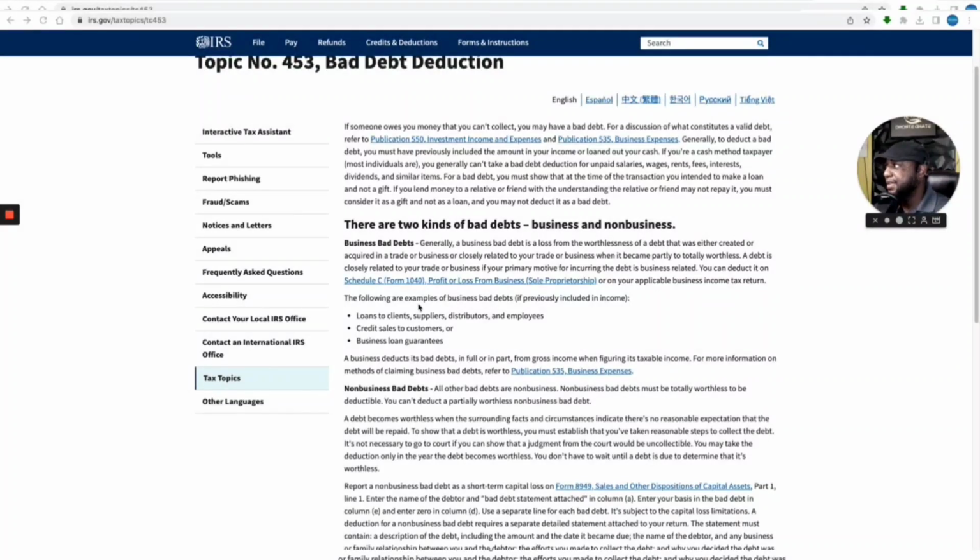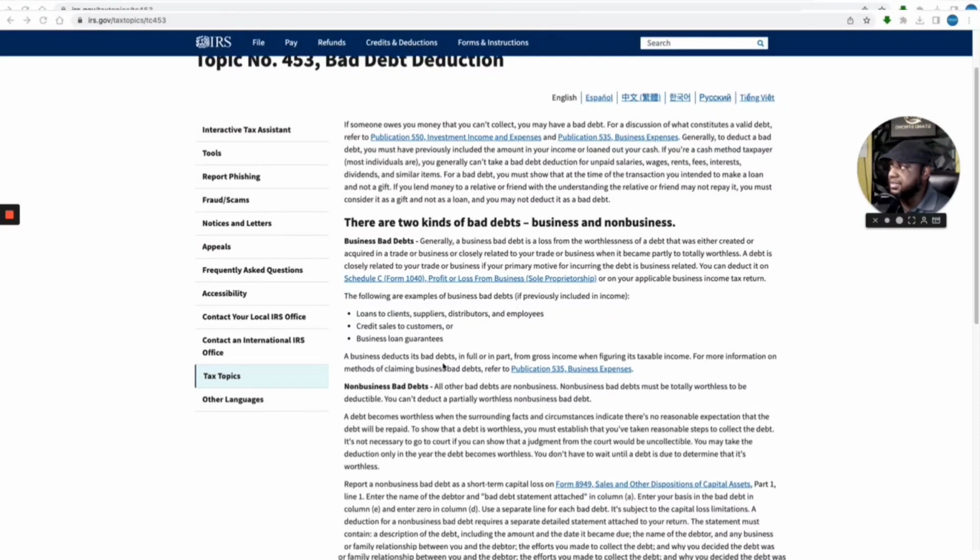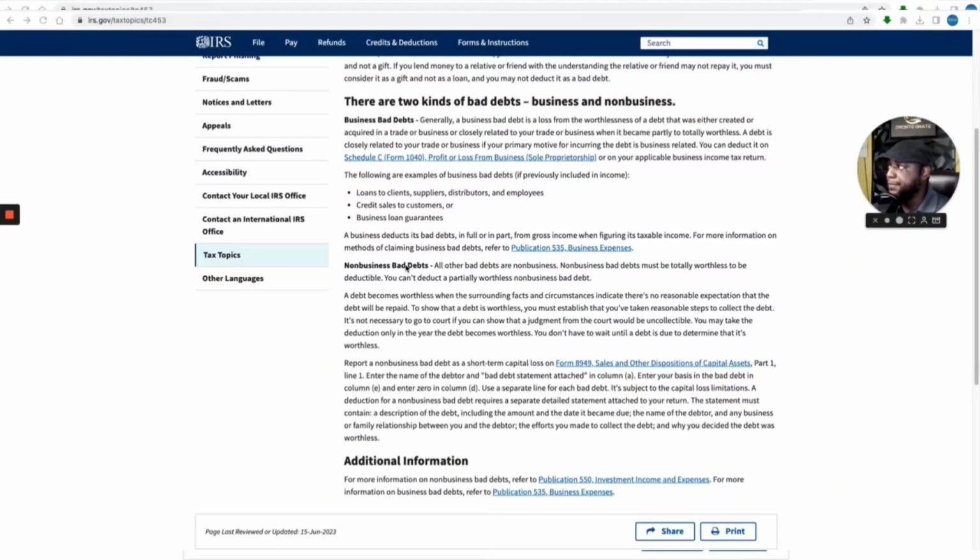You see? The following are examples of business bad debt if previously included in income: loans to clients, suppliers, distributors, employees, credit sales to customers, or business loan guarantees. A business deducts its bad debts in full or in part from the gross income when figuring its taxable income. For information on methods of claiming business bad debt, please refer to Publication 535, Business Expenses. Then it goes on to talk about non-business bad debts.